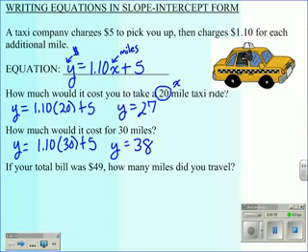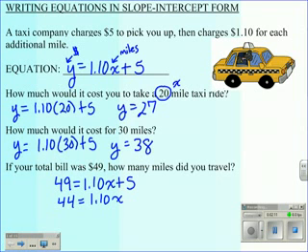Now, if your total bill was $49, how many miles did you travel? Well, $49 represents the total cost, so we're going to plug 49 in for y. So this time we have 49 equals $1.10 times x plus 5. Subtract 5 from both sides, we end up with 44 equals $1.10x. And to get x by itself, to find out the number of miles, we're going to take 44 and divide it by $1.10, which gives us a total of 40 miles that we've driven.